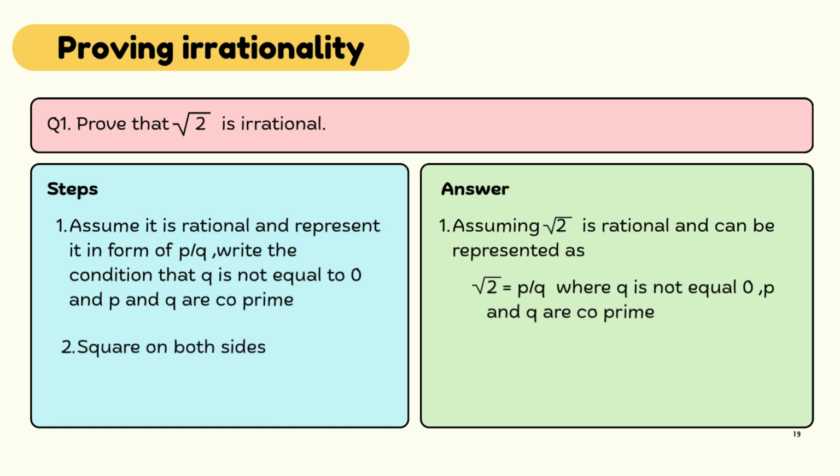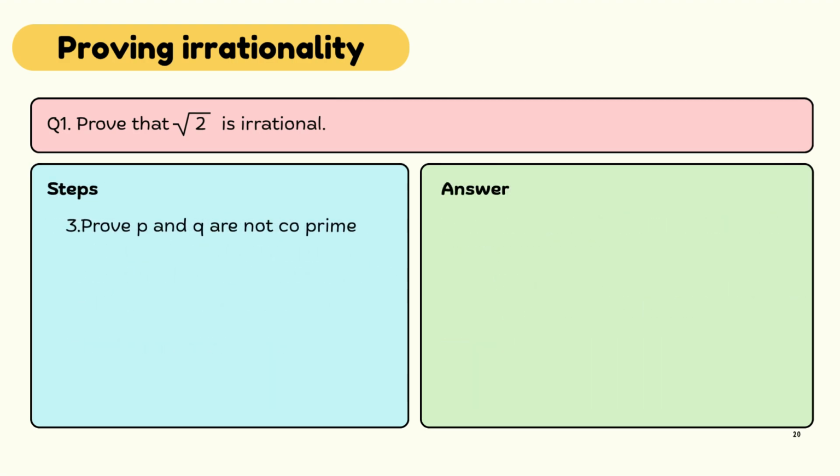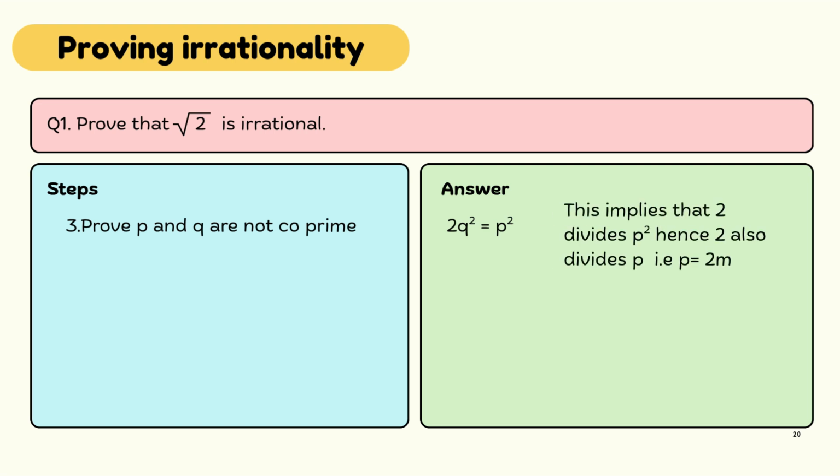The second step is to square on both sides. So when we square on both sides, q into root 2 is equal to p, which gives q square into 2 equals p square. Now we need to prove that p and q are not co-prime. How do we do that? 2q square equals p square. So this implies that 2 divides p square. So if it divides p square, 2 would also divide p.